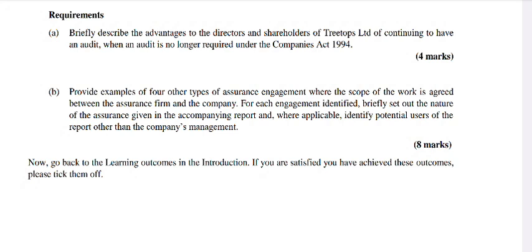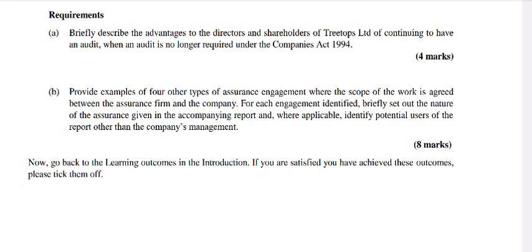A. Briefly describe the advantages to the directors and shareholders of Treetops Limited of continuing to have an audit when an audit is no longer required under the Companies Act 1994. B. Provide examples of 4 other types of assurance engagement where the scope of the work is agreed between the assurance firm and the company.